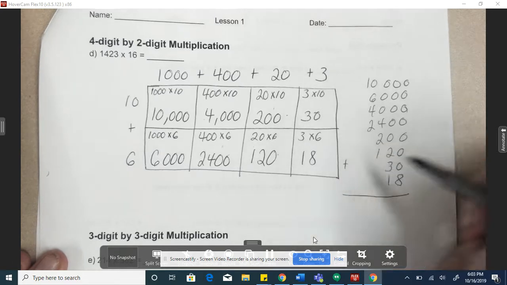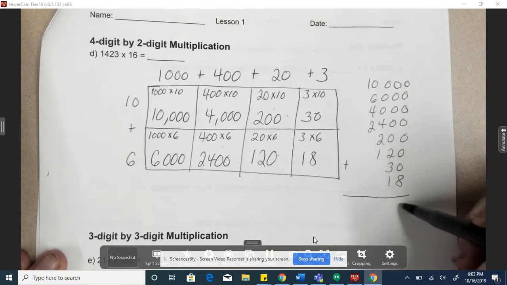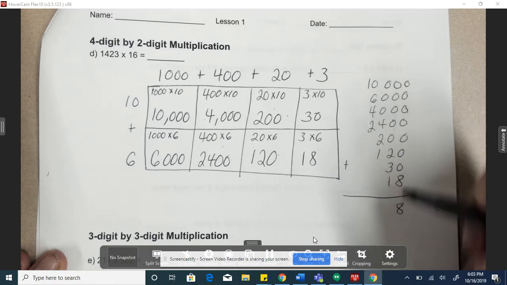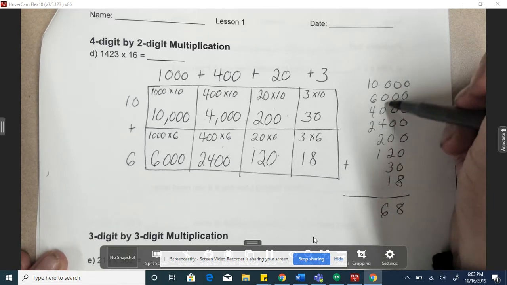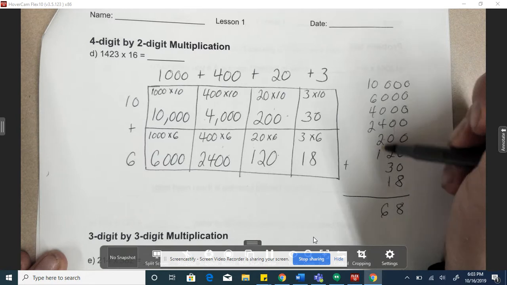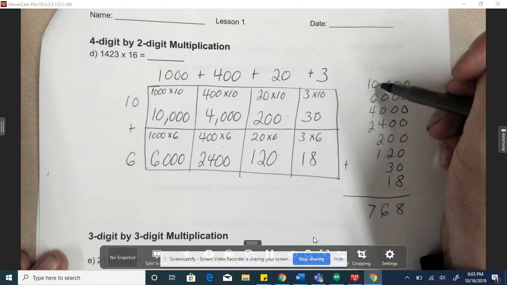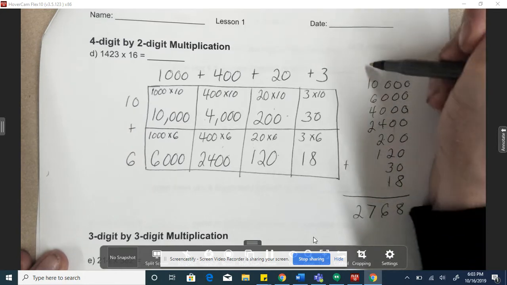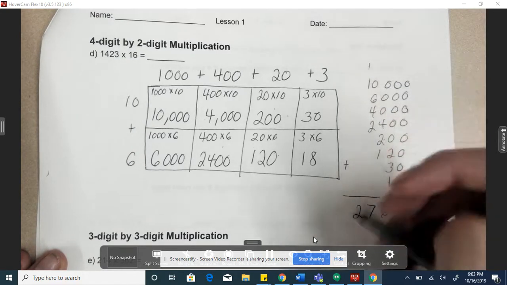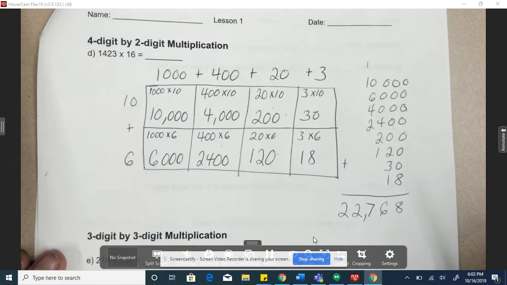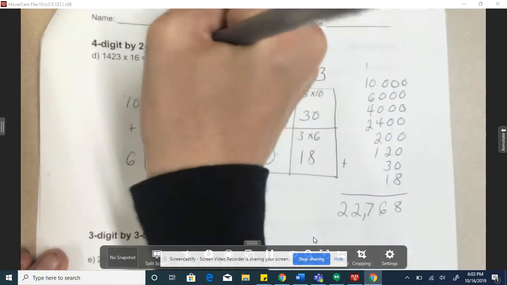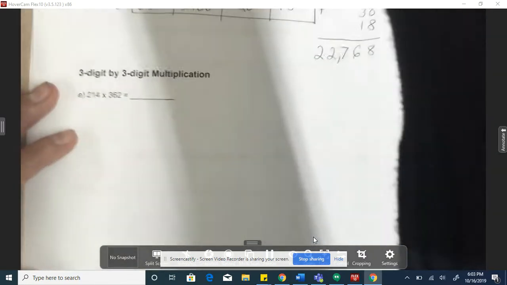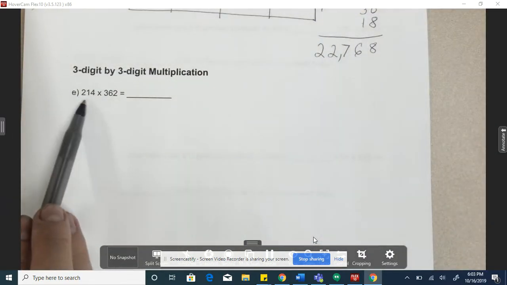I'm going to add all these zeros plus 8 is 8. All these zeros plus 2 plus 3 is 5 plus 1 is 6. Zeros plus 4 plus 2 is 6 plus 1 is 7. 0 plus 6 is 6 plus 4 is 10 plus 2 is 12. Carry the 1. 1 plus 1 is 2. So I know my answer is 22,768.